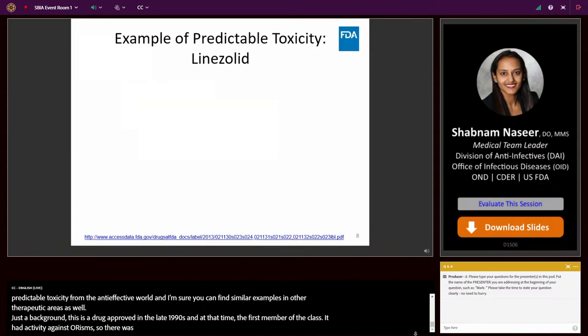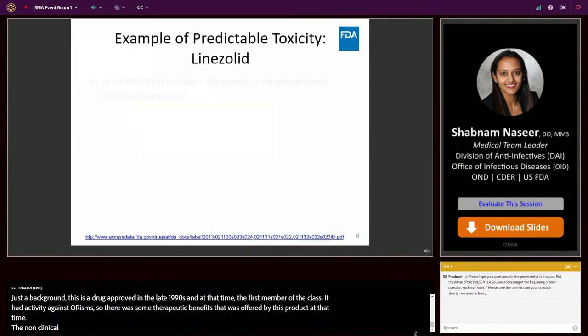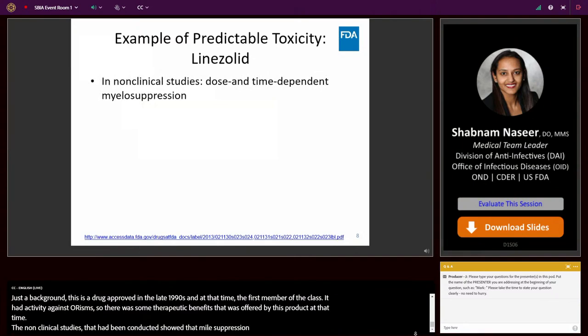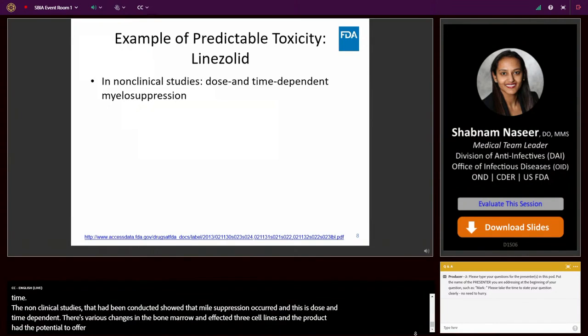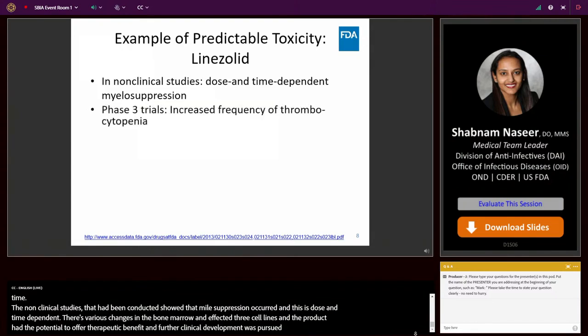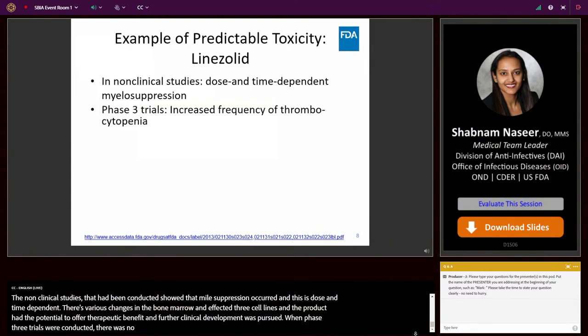The non-clinical studies that had been conducted showed that myelosuppression occurred, and this adverse event was both dose and time dependent. There were various changes in the bone marrow, and it affected all 3 of the cell lines. But the product had the potential to offer a therapeutic benefit, and further clinical development was pursued. When phase 3 trials were conducted, there was no evidence of myelosuppression per se, but there was a high frequency of thrombocytopenia seen in the linezolid-treated patients.